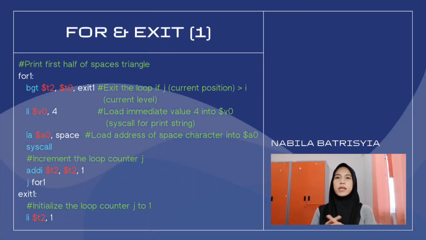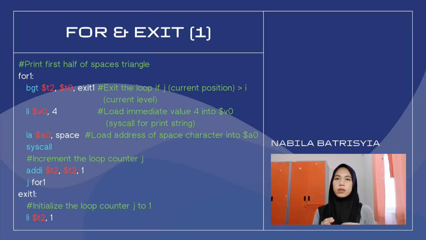Next, I will present about for and exit MIPS code. For the first line, we can see the BGT instruction, which is branch if greater than. The BGT instruction is used to compare the value in register T2 and register T0 and exit the loop if the value in register T2 is greater than register T0.